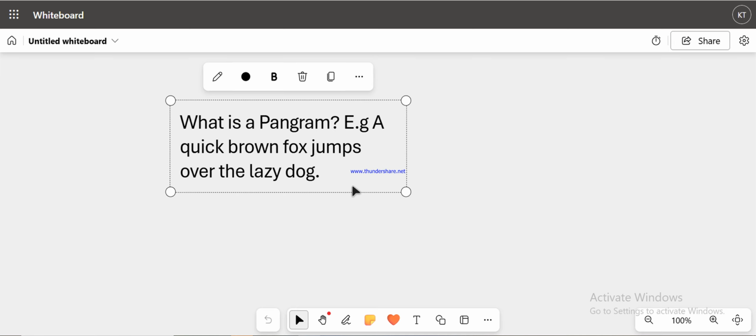Is it A? Is it B? Is it C? Is it D? Is it Z? Is it F? Is it G? All the letters of the English alphabet are contained in this sentence. So this is a very practical example of a pangram. A quick brown fox jumps over the lazy dog. So this sentence has all the letters of the English alphabet. I hope that is clear.